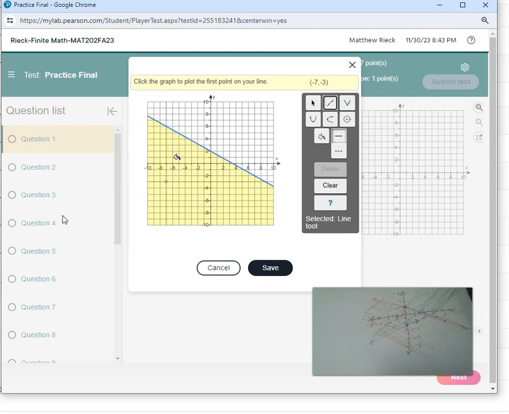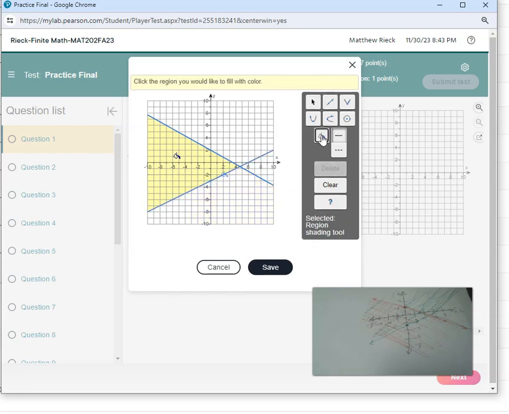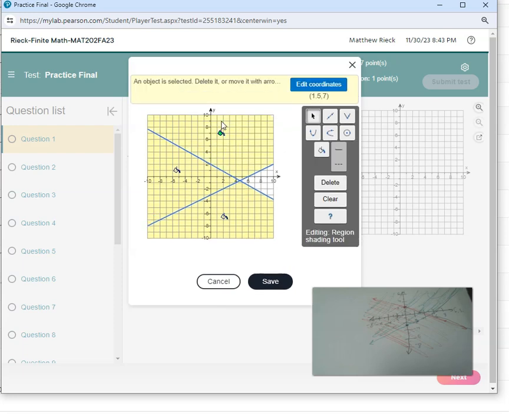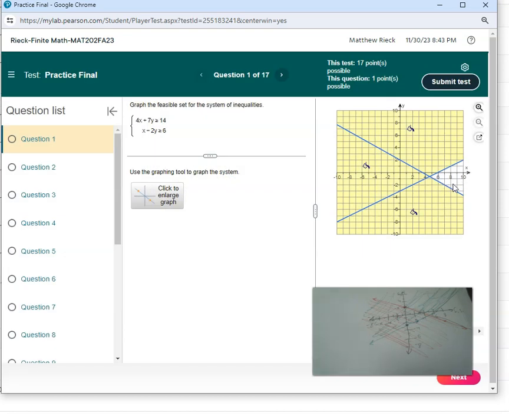And then we're going to do the next line. So we have 1/2 x minus 3. One point is going to be at -3. There we go. Up 1, over 2. So that is our feasible set there.